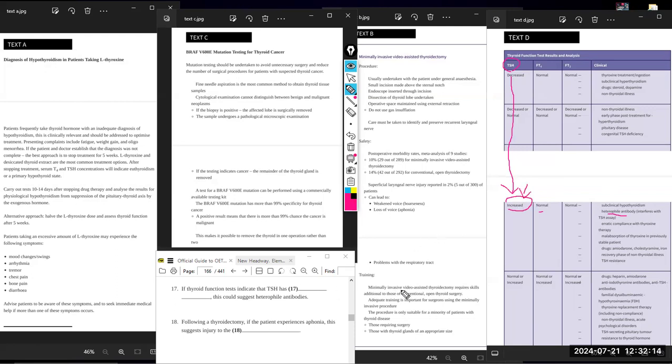So notice that this time I wrote only one answer. Okay, now let's talk about the next question. Following a thyroidectomy, if the patient experiences aphonia, this suggests injury to the what?